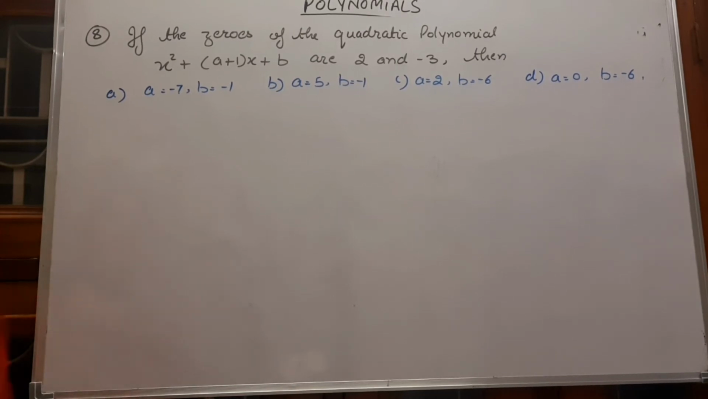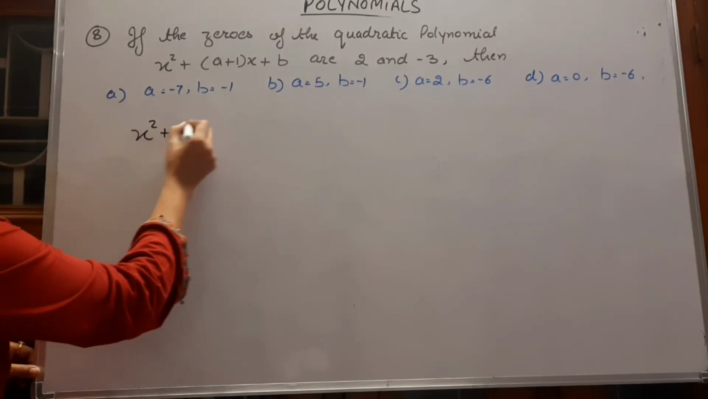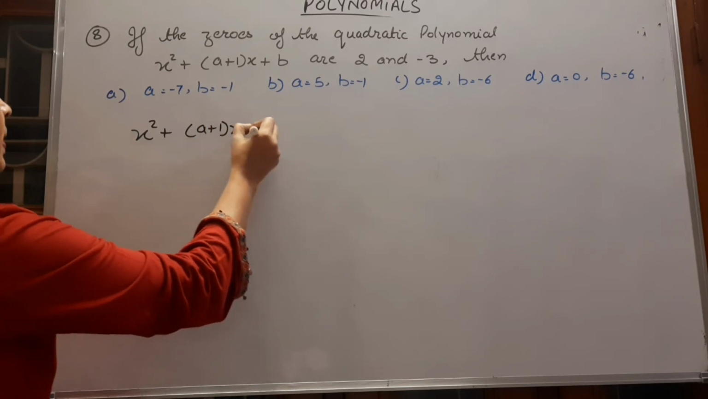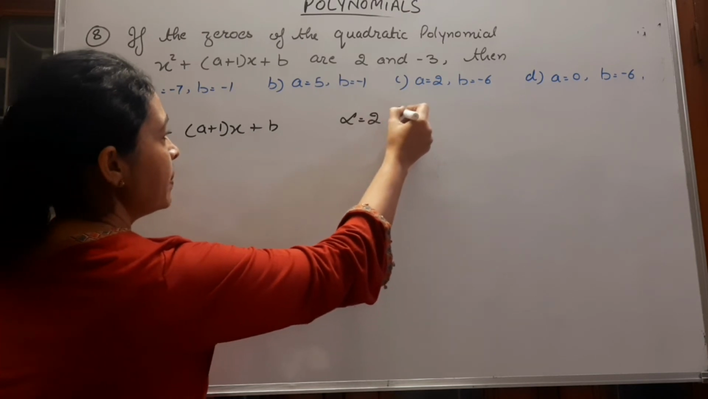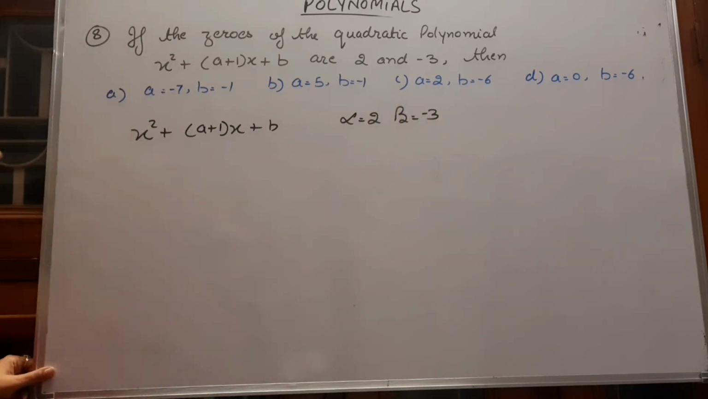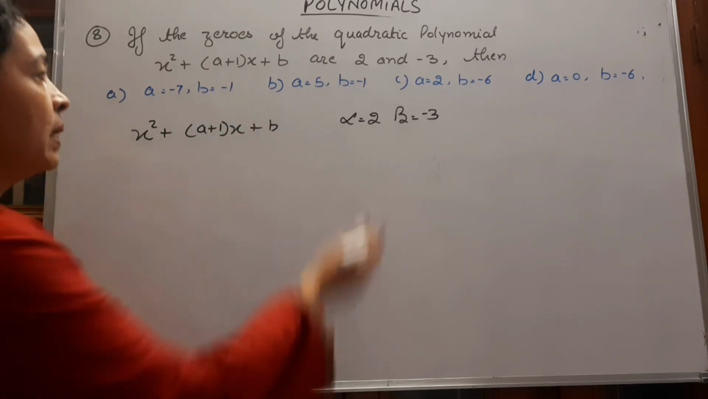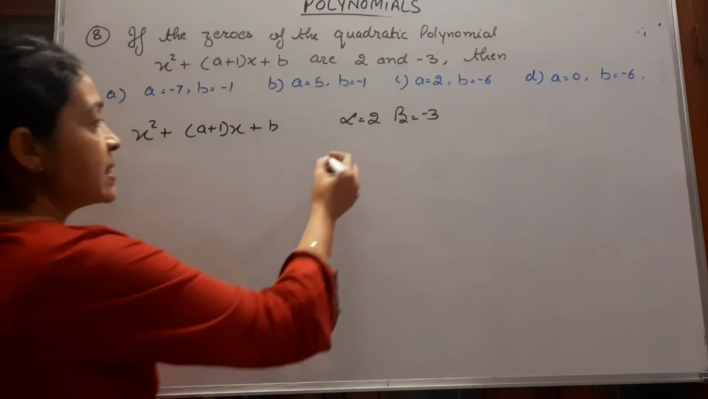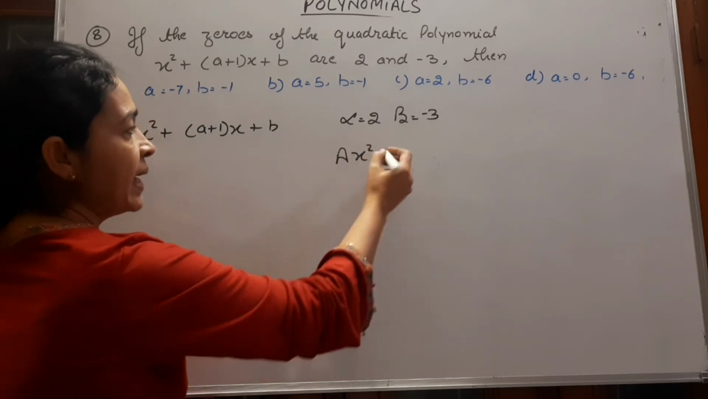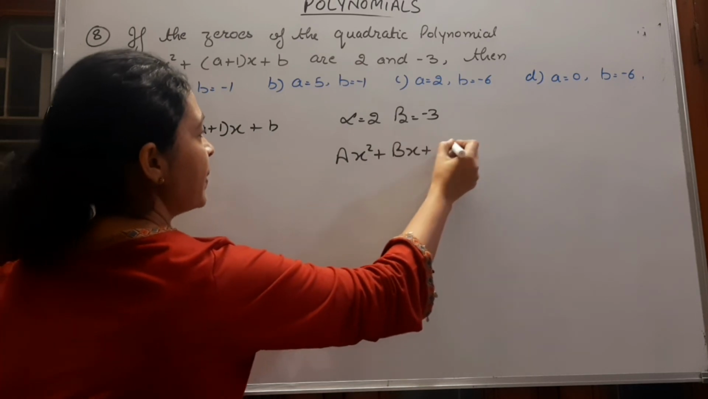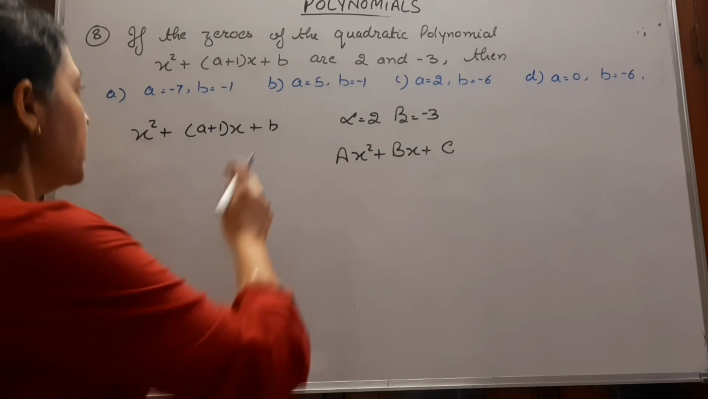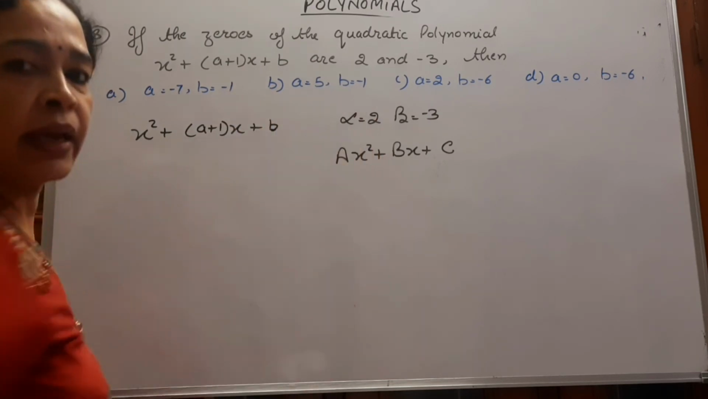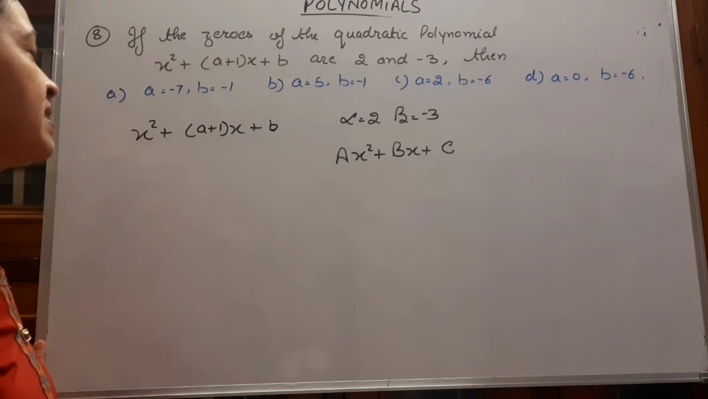The zeros of the quadratic polynomial x square plus (a plus 1) into x plus b are 2 and minus 3. Let alpha be 2 and beta be minus 3. We have to find the value of a and b. What is the general form? Capital A x square plus capital B x plus capital C. Let's write it in the form of capital A, capital B and capital C, because in this equation we have small a and small b. To reduce our confusion, we are taking the general form in capital A x square plus B x plus C.